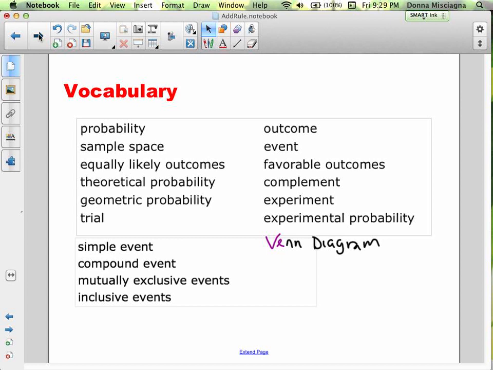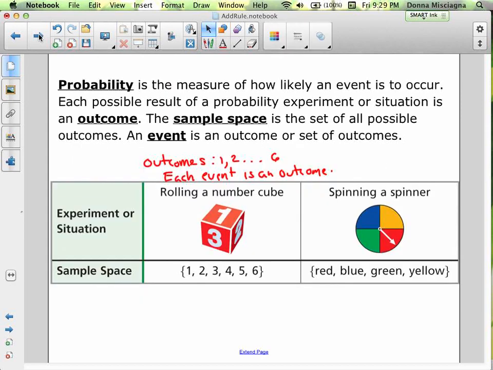All right, so let's look at a little vocabulary. You have some blank spaces in your notes that you can fill in, and just a little hint, the words are underlined. Plus, it may have you add in a couple little pieces of information. So probability is the measure of how likely an event is to occur.